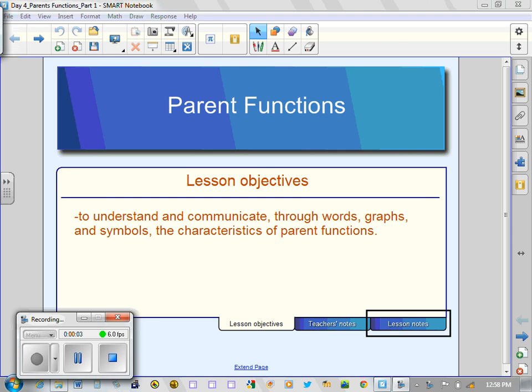I'd like to welcome everybody to this lesson on parent functions. We'll start by reviewing the objectives for this particular lesson.